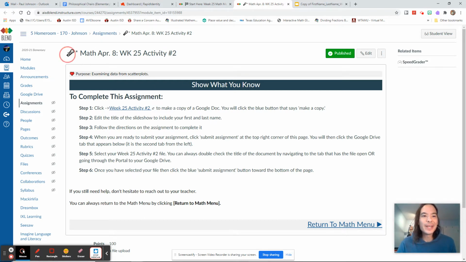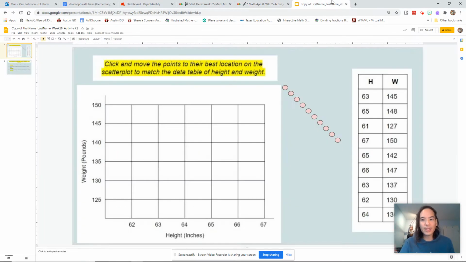So this is your activity for today, math, April 8th, week 25, activity 2. It's a Google assignment, so if you go ahead and click on it, you're going to get a scatter plot. I almost called it a stem and leaf. This is not a stem and leaf. A scatter plot, all right? So things to remember from yesterday about scatter plots. Scatter plots still use your x-axis for running, your y-axis for jumping. All right. So it is kind of like a coordinate grid.